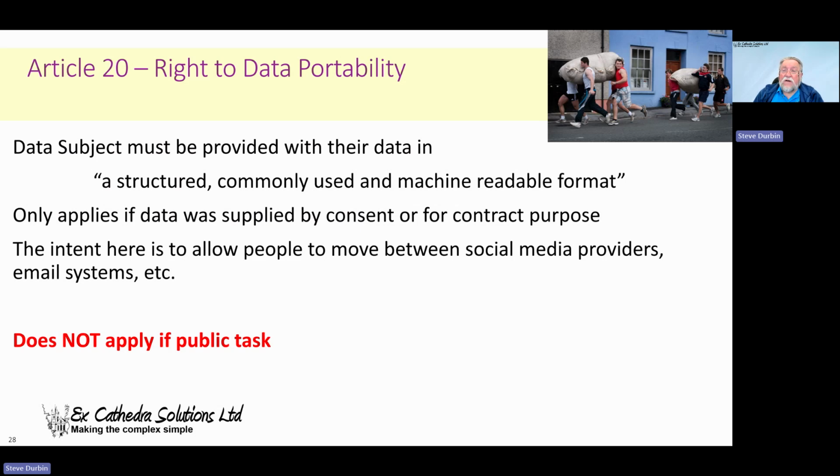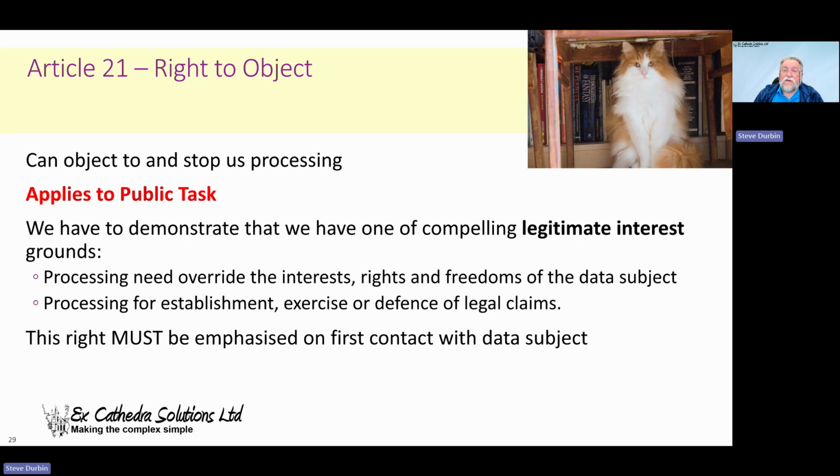Okay. Right, Article 21, the right to object. You can object and say, stop, I don't want you to process that data anymore. If somebody does that, we have to demonstrate that we have one of the compelling legitimate interest grounds. Now, this is where it gets a bit weird because, of course, the public sector can't use legitimate interest, but we have to here because it's the only way to do it. Obviously, our legitimate interest is the public task. Okay, but it's just a bit odd.